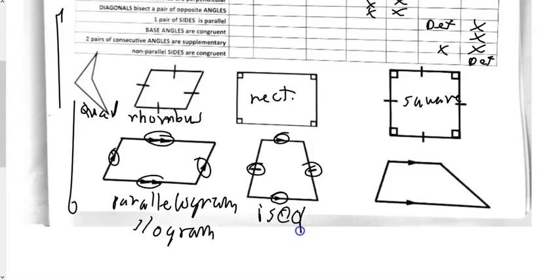I can write. I can't erase though apparently. Let's try this again. Isosceles. Just not writing very well. Actually, we're just going to abbreviate. Trapezoid. And here we have one pair of parallel sides. All we know that is a trapezoid.